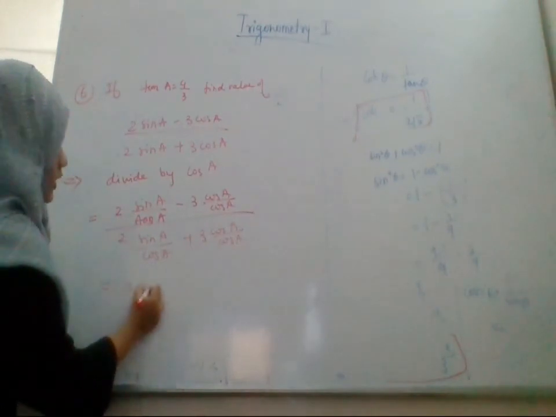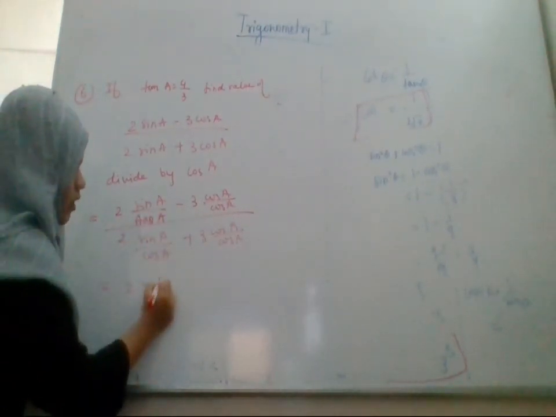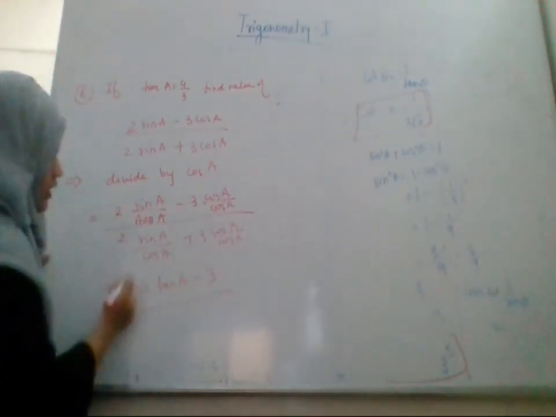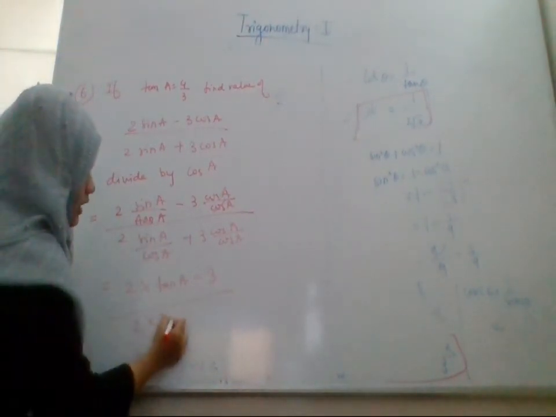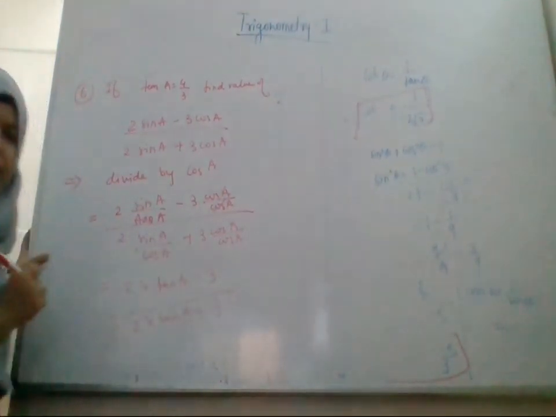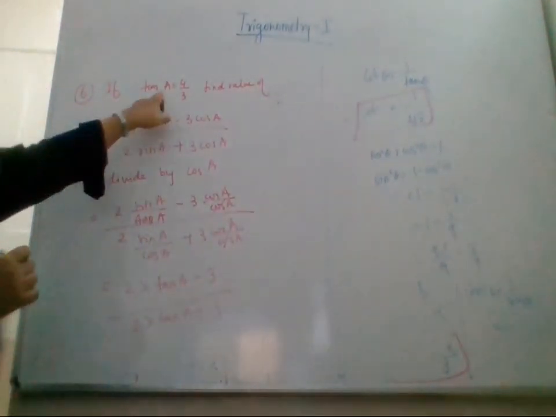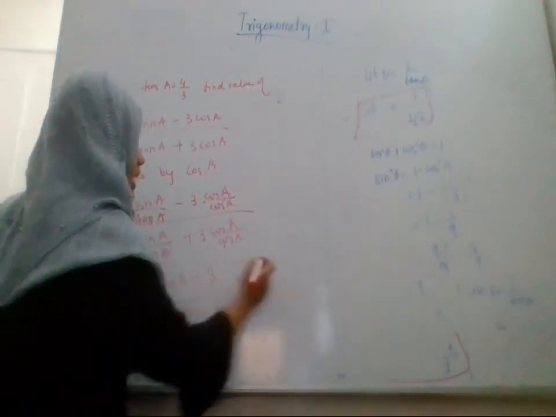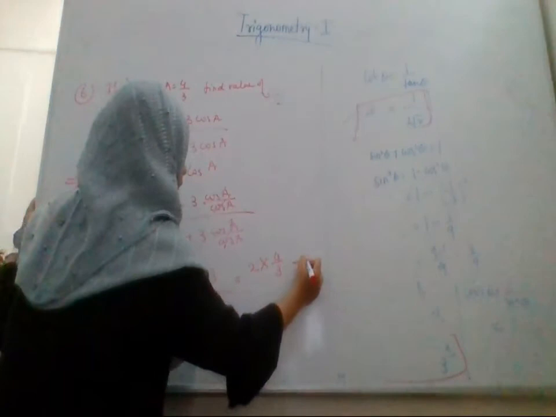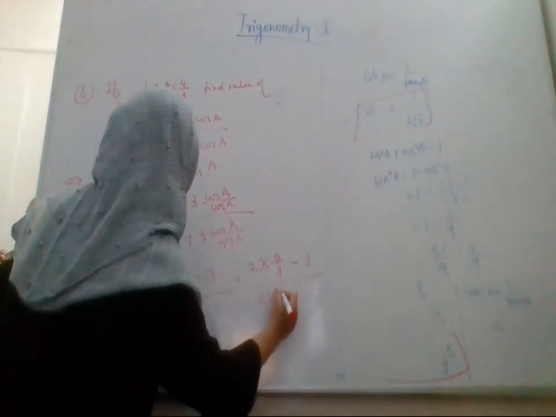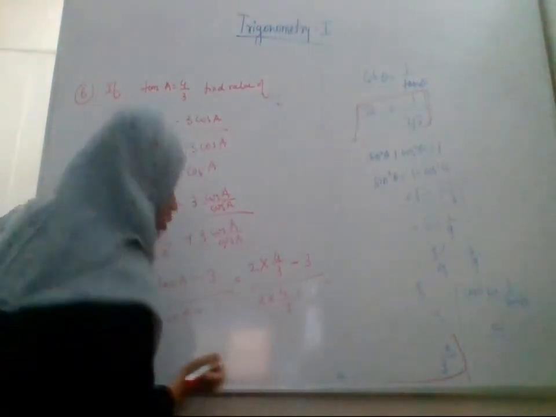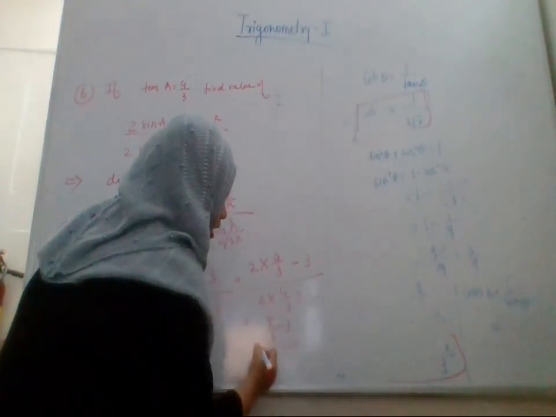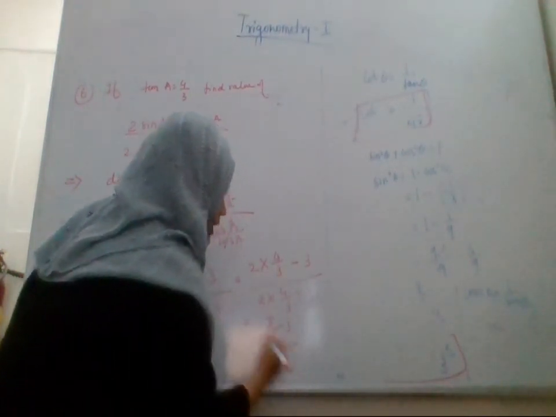Okay, now here 2 times sin A upon cos A will be what? 2 tan A. Minus this will get cancelled, you will be left with 3. Here also 2 tan A plus 3, because this gets cancelled. Now the value of tan A is 4 upon 3. So we will put it in: 2 into 4/3 minus 3 divided by 2 into 4/3 plus 3. So we need to solve this expression. 2 into 4, 8 upon 3 minus 3 divided by 8 upon 3 plus 3.